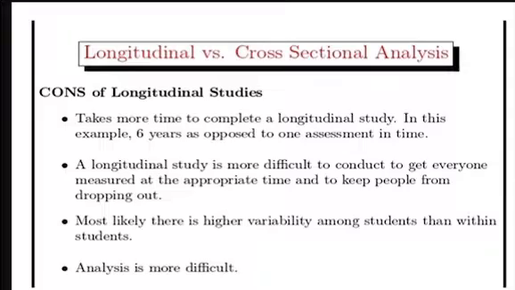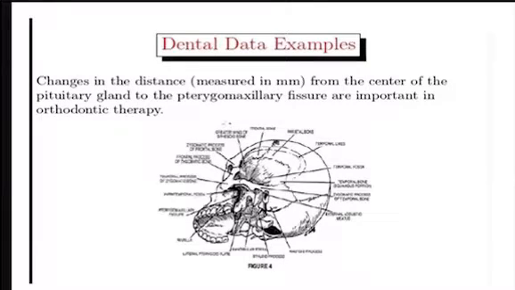Okay? Now, there is one example that I want us to walk through, which I'm basically going to call a data example. Here we want to look at the distance from the center of the pituitary gland to the pterygomaxillary fissure. As you can see, we want to look at the distance because scientists believe the distance changes over time. Maybe the distance between these two changes over time, and we may want to see that.